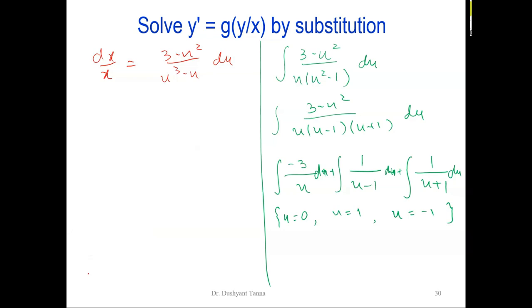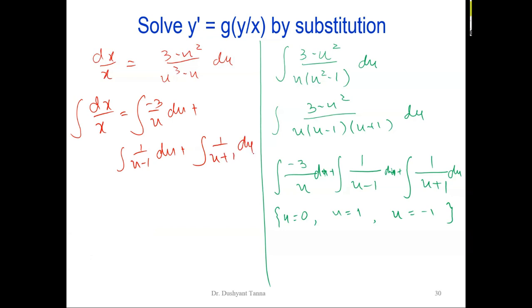So before I do the integration, I will split that. So minus 3 over u du, 1 over u minus 1 du, and 1 over u plus 1 du. Okay. What will happen now? Integration. So this is ln x, minus 3 ln u, plus ln of modulus u minus 1, plus ln modulus u plus 1. And since everything is in ln, I'll write ln c, right? So it can be taken care of very easily.